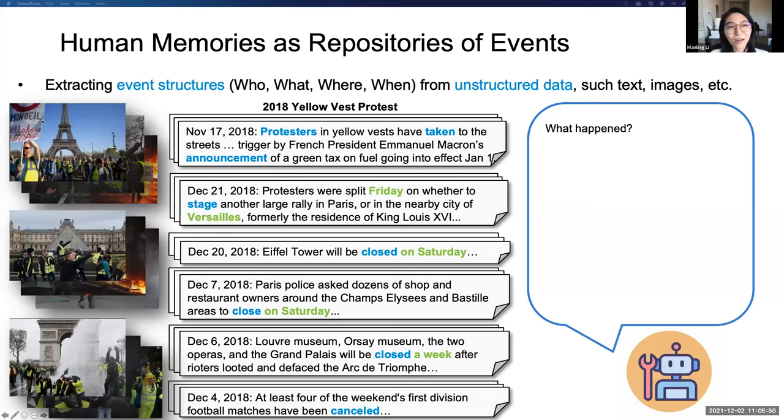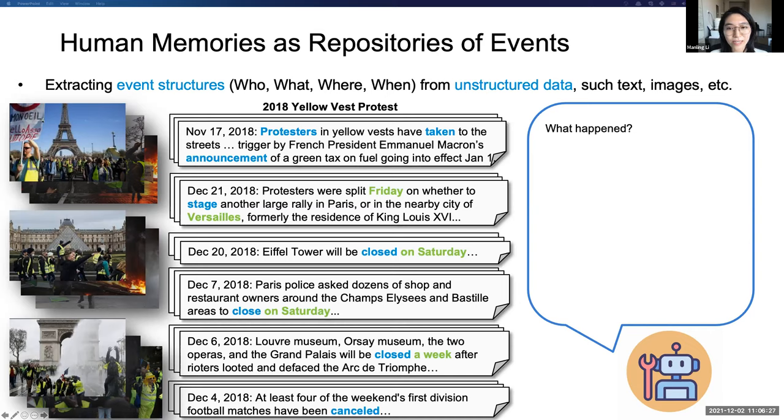Basically, we humans are facing events every day, and our memories can be regarded as repositories of events, because we are talking about events in our daily life, and we are getting overwhelmed by all kinds of information. So event extraction is a fundamental step for us, because we are trying to automatically extract the event structures, like who, what, where, when, and then we can understand this kind of information automatically.